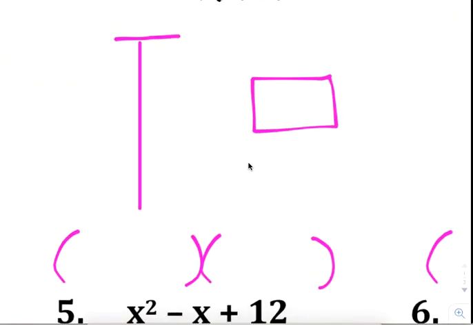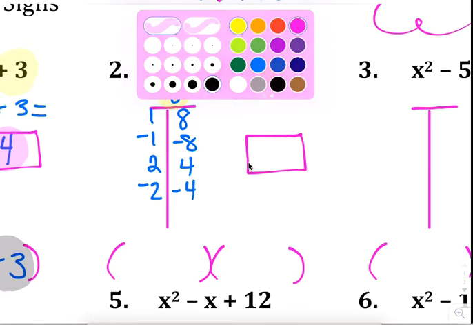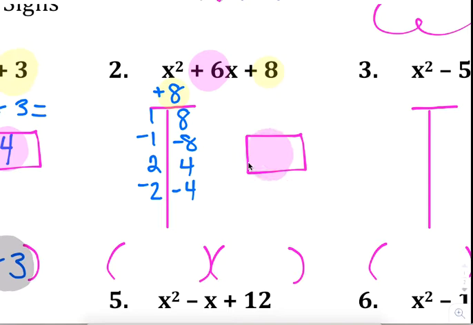Wonderful. Okay, so problem number 2. First thing, I'm going to put that 8 on the top of my T-chart. I won't highlight all of them, but we're going to put a +8 up here, listing out all my pairs, 1 and 8. 1 and 8 with negative, so -1, -8. 2 and 4, -2, -4. 3 doesn't go into 8, so we're done here. I'm going to take that middle number, it's a +6, and I'm going to put that inside of my box.